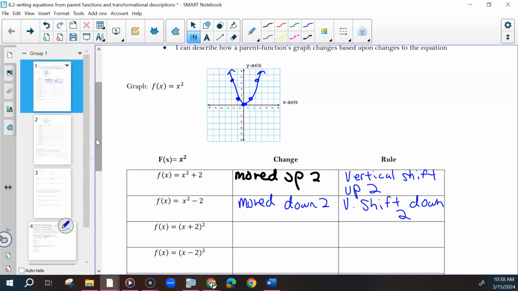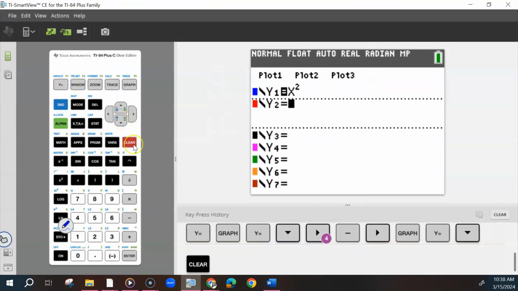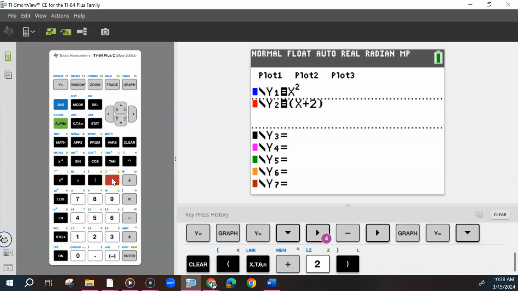So then we're going to do the next one. Keep the parent function, but change it to this. And let's see what happens. Did you still need this? Yeah. So I'm just going to clear this out and then retype it in with parentheses. X plus 2 on the outside squared. And then graph them.